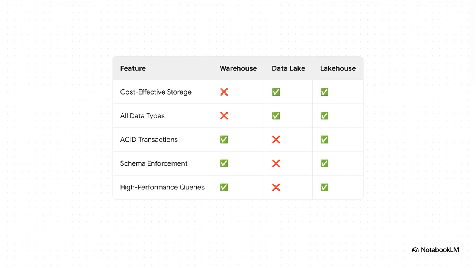I mean, just look at the scorecard here. Cost-effective storage, the lake had it, the warehouse didn't. The lakehouse? Yep, you got it. Support for all kinds of data? Check. What about those critical ACID transactions for reliability? The warehouse had it, the lake didn't. But the lakehouse does. Schema enforcement, high performance, you get the idea. You get everything. The need to choose between them is just gone.